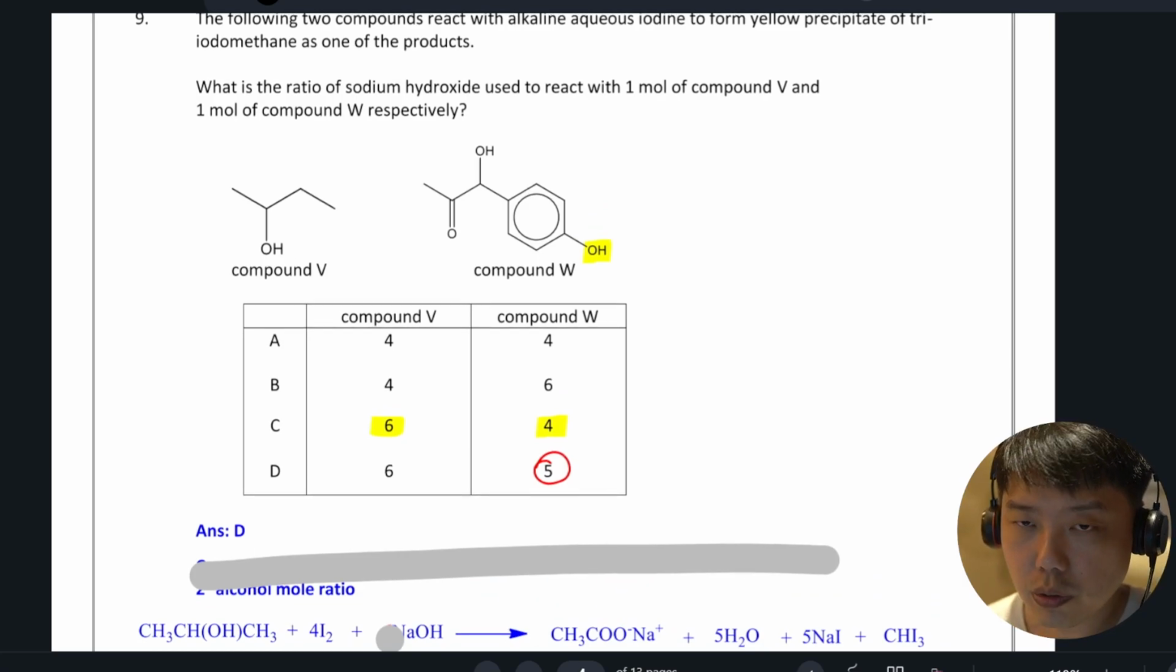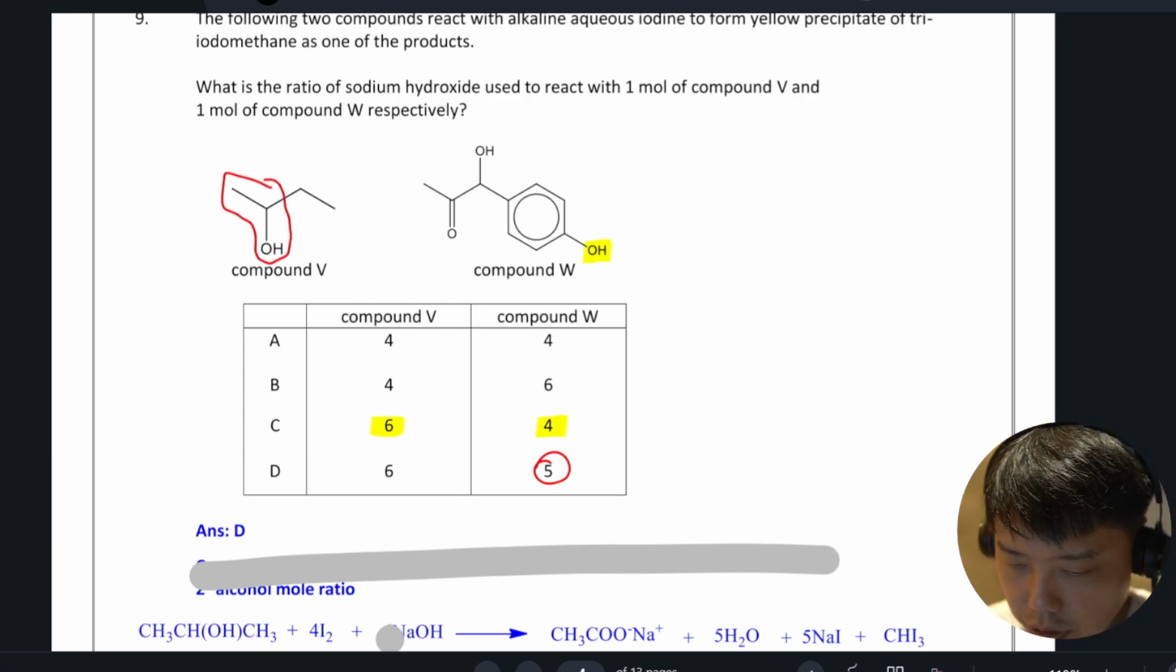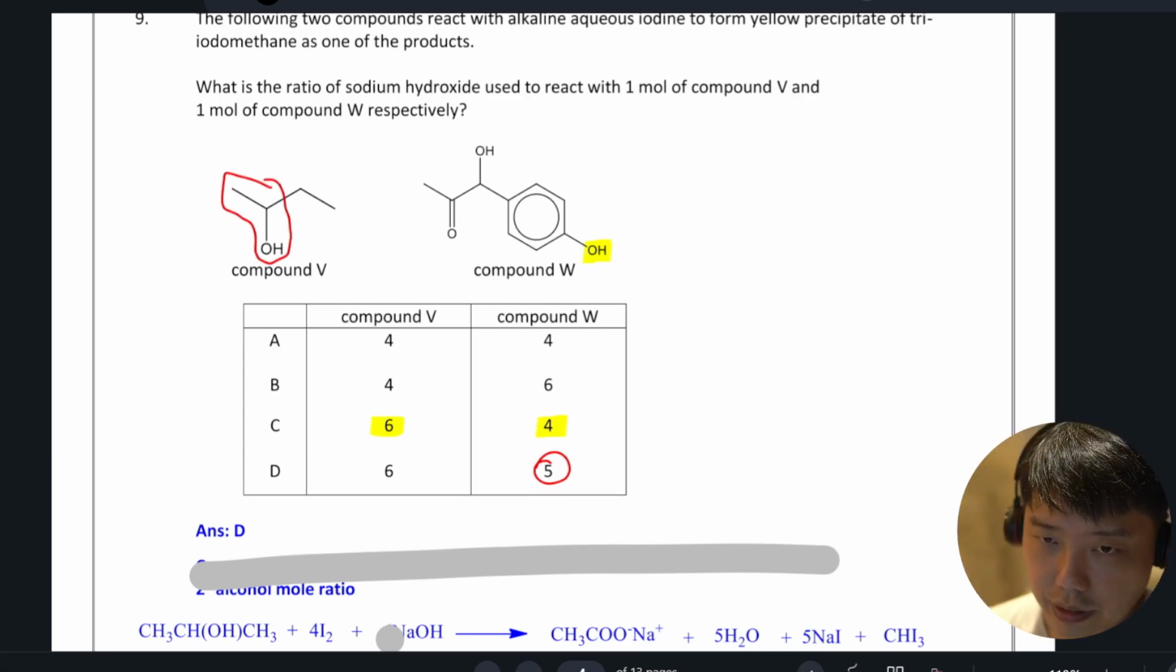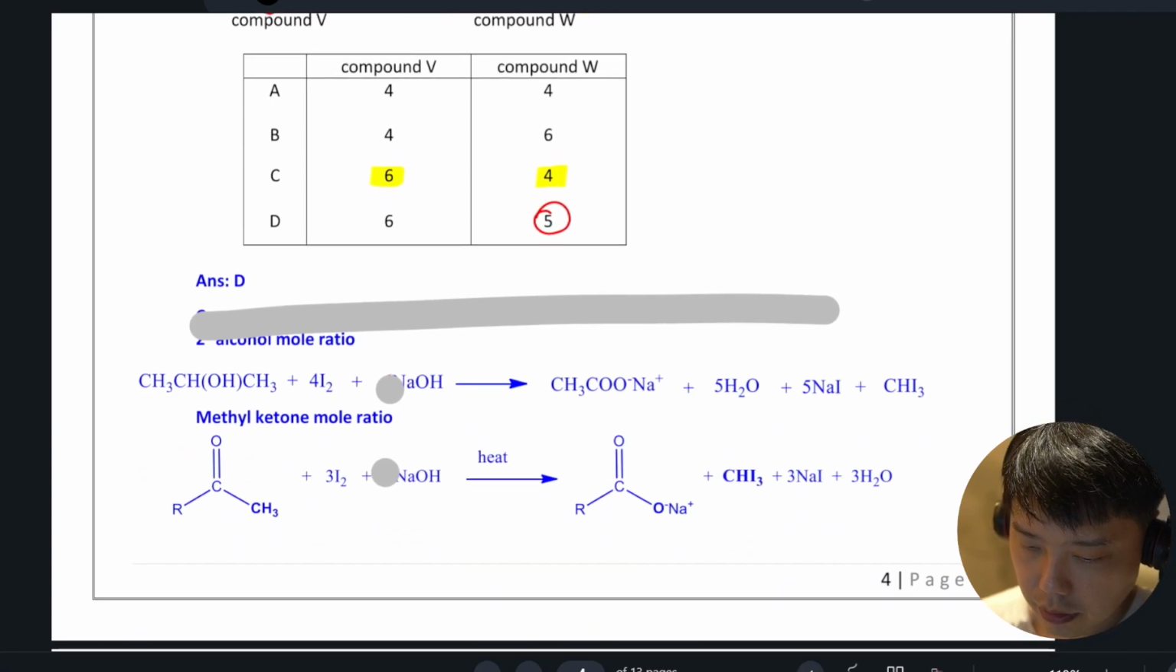Okay, for this question, you need to memorize the equation. So for the alcohol functional group, the alcohol special structure is 146. So the coefficient for NaOH is 6, and for the other version, it is 134. So the number of moles of NaOH is 4, but because of the phenol present, now you need 5 moles of NaOH. Okay, these are the ratio 146.